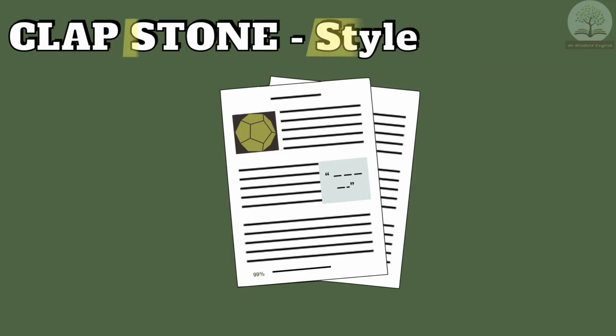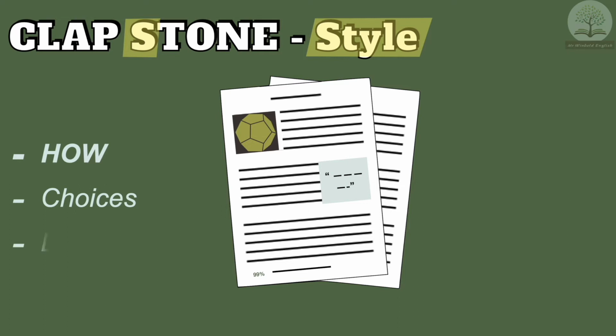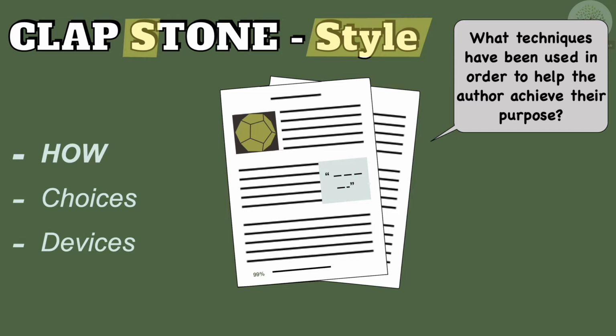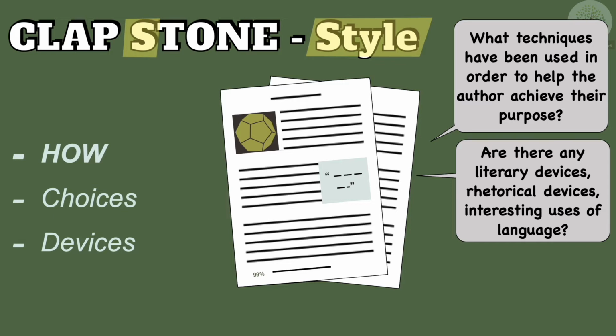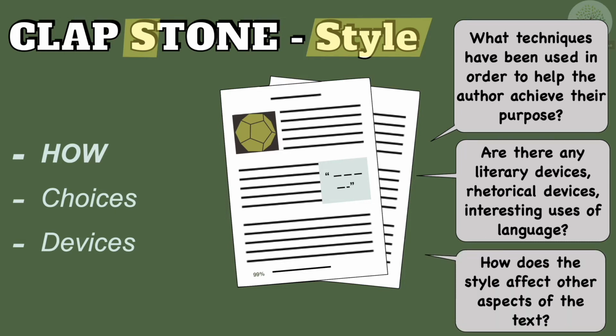Next, we have style. Style is all about the choices. So how was the text put together by the author with their choices and their use of devices? So here you'll be thinking a lot about language. You might say, what techniques have been used in order to help the author achieve their purpose? Are there any stylistic devices? Maybe these are literary devices or rhetorical devices or interesting uses of language. And finally, you might be thinking about how the style affects other aspects of the text.